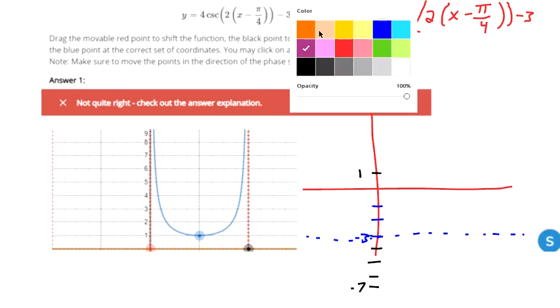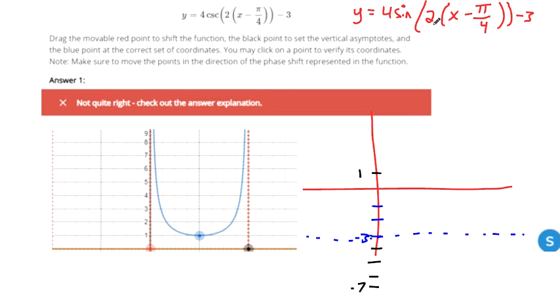And what else can we say about this graph? We got the midline, we got the amplitude. Let's do the period next. The period of a sine graph is 2 pi divided by the absolute value of b, which is 2 in this case. So if you plug 2 in there, the period is going to be pi. So this thing should repeat itself every pi units.